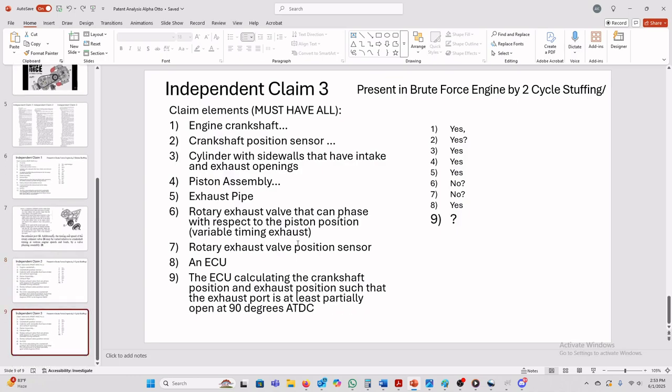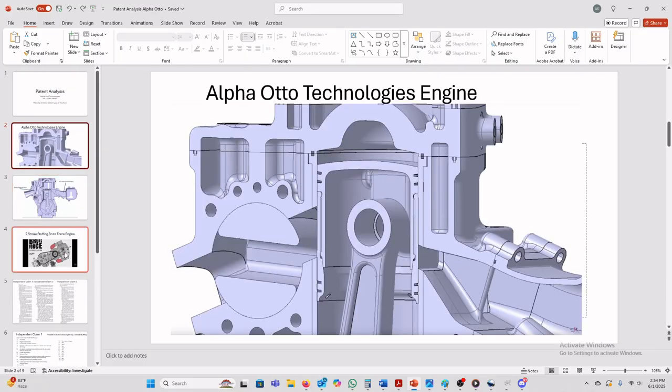And the same problem with independent claim 3. All of those things describing the engine with a rotary exhaust valve that can phase, variable timing exhaust, but the ECU is calculating the position to make sure it's open when they want it open. So you could have an engine architecture that looks slightly different where you wouldn't need that range, so it wouldn't necessarily need to be at least partially open at 90 degrees after top dead center and close between 120 degrees after top dead center to 50 degrees after bottom dead center. That is the range that works best with their engine architecture.